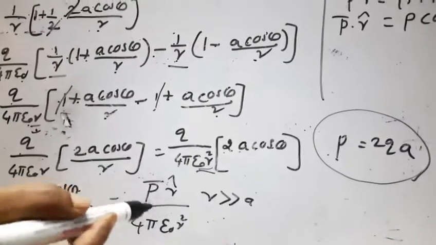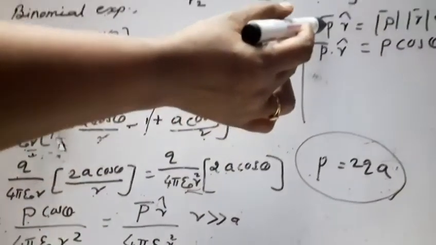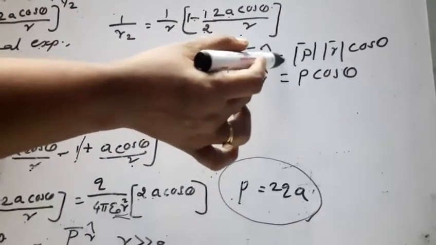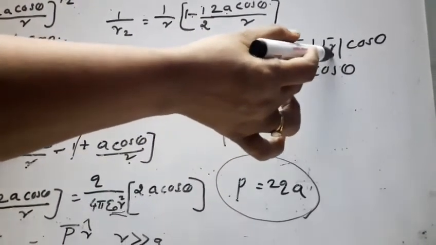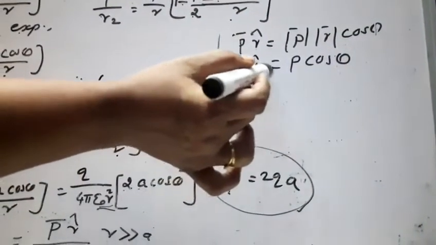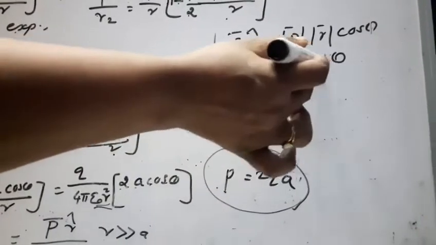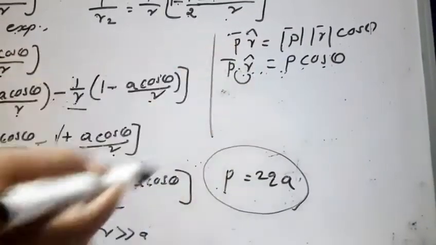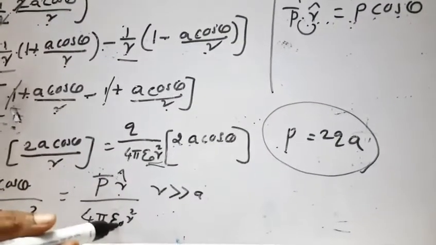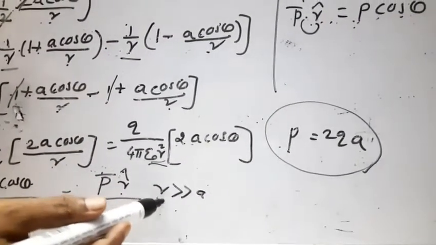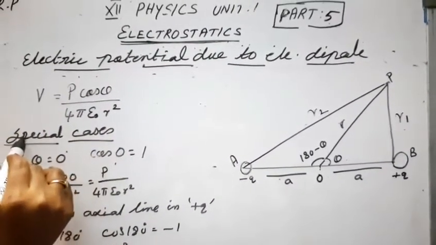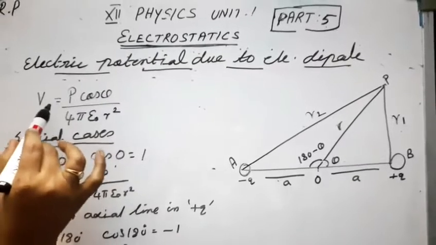But in the dot formation, p bar dot r cap equal to modulus of p and modulus of r into cos theta. Therefore p bar dot r cap equal to p cos theta. So instead of p cos theta, we have to write p bar dot r cap divided by 4 pi epsilon naught r square, when r is very much greater than a. Next, we will discuss some important cases of this method.